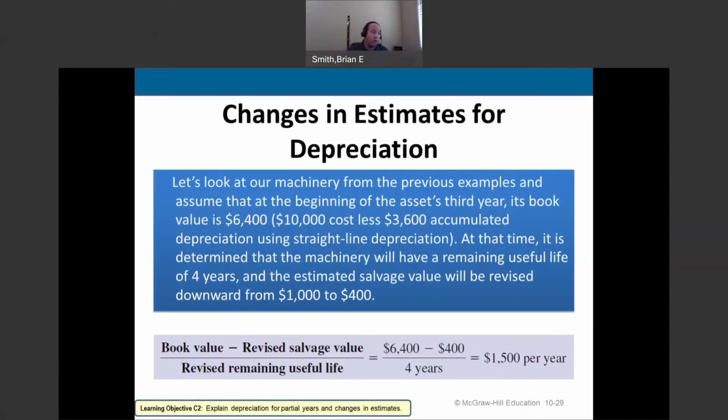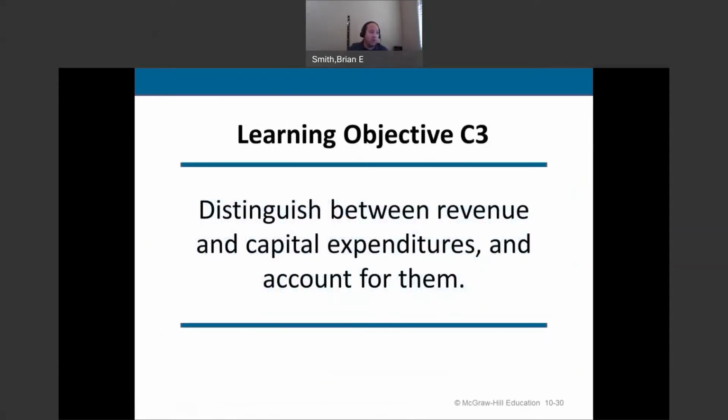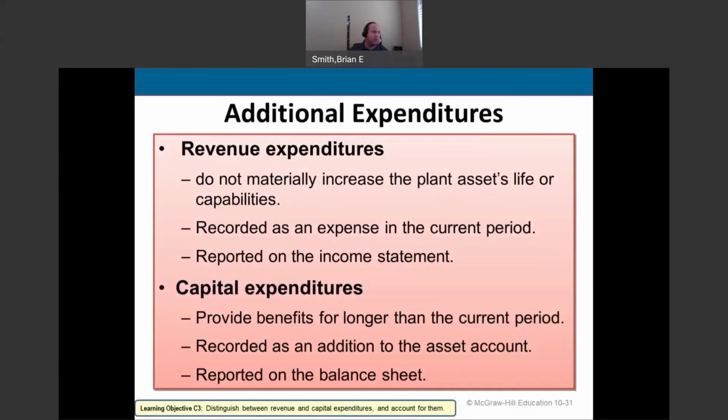All right. Revenue and capital expenditures and how to account for them. So when you have a piece of equipment or some kind of property, plant, and equipment, you might make repairs on it, or you might do some kind of maintenance on it. What do you expense and what do you capitalize? Capitalizing is basically adding it to the value of the asset and recomputing your depreciation on it. They call them revenue expenditures, but basically it's an expense. It's basically maintenance, annual maintenance, things that aren't going to increase the capacity or the useful life or anything else. We're just going to expense them right away.